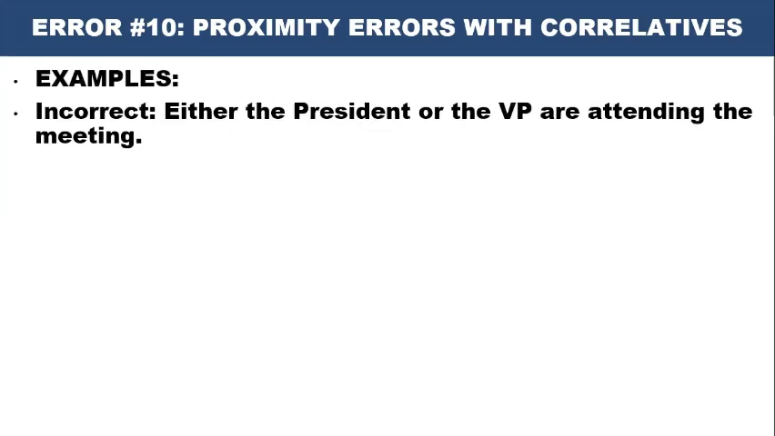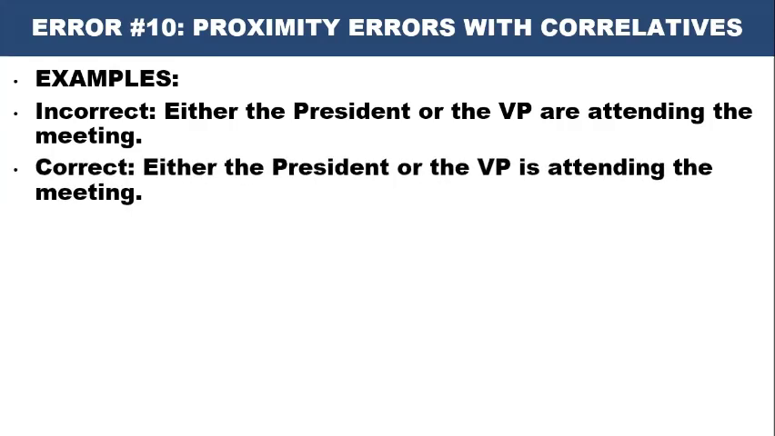Either the president or the VP are attending the meeting. This is incorrect because the two subjects are singular, and so the singular verb should apply. So it is correct to say either the president or the VP is attending the meeting.